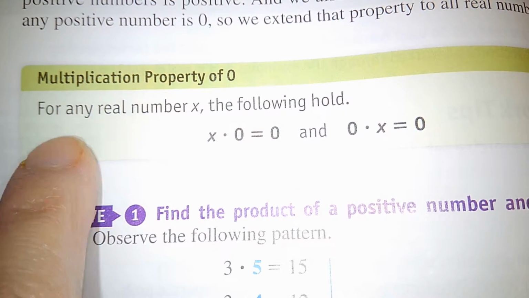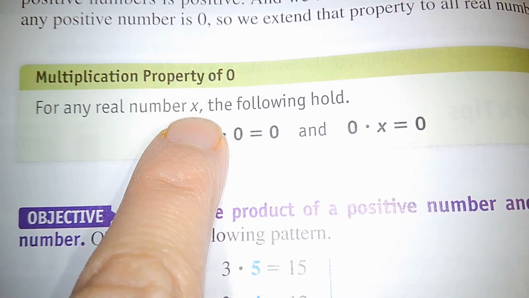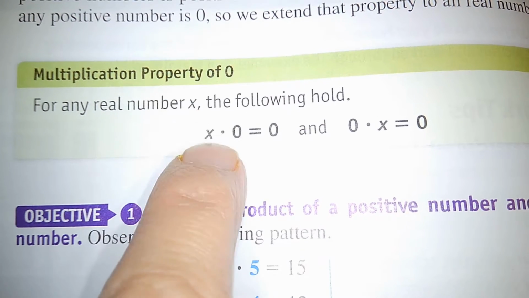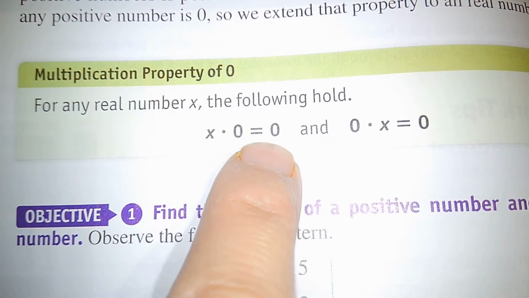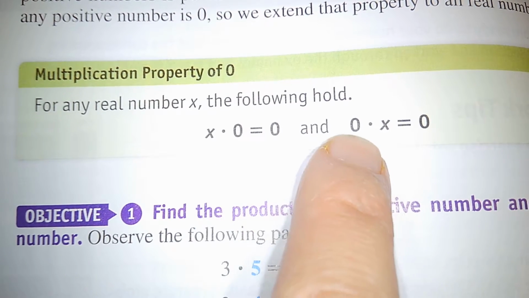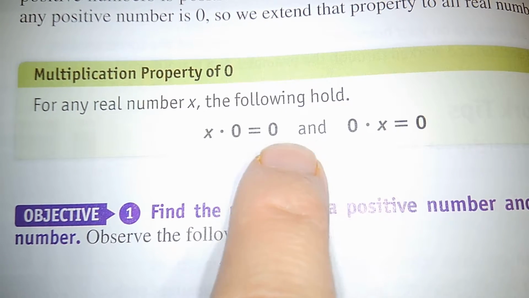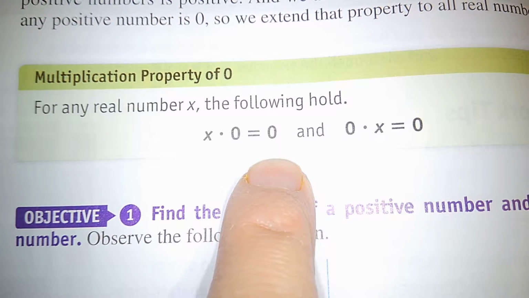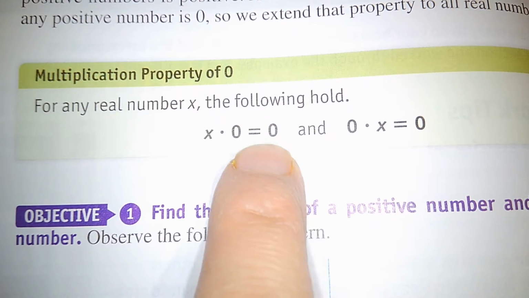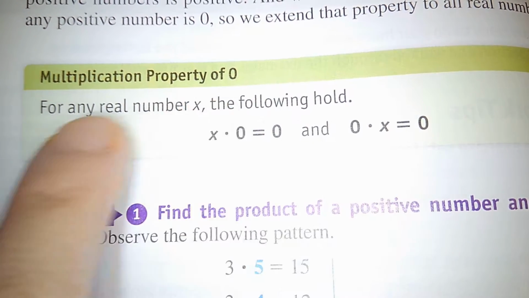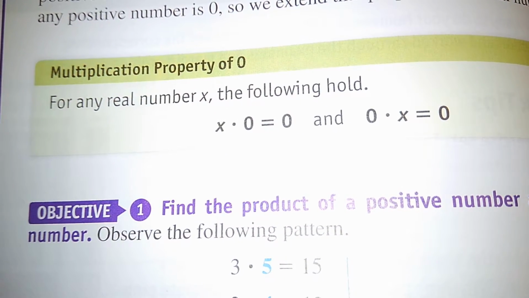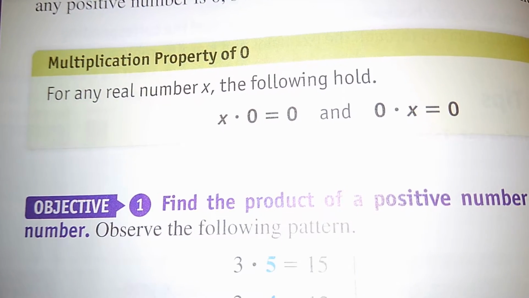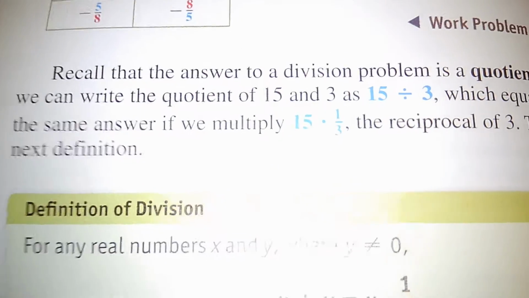For any real number x, if x is multiplied by 0, we always have what? 0. 0 times x is 0. So that means 0 times any real number gives us what? 0. So that's the multiplication property of 0. So what's the corresponding division property of 0?